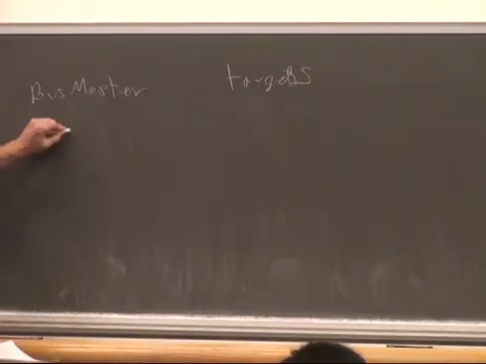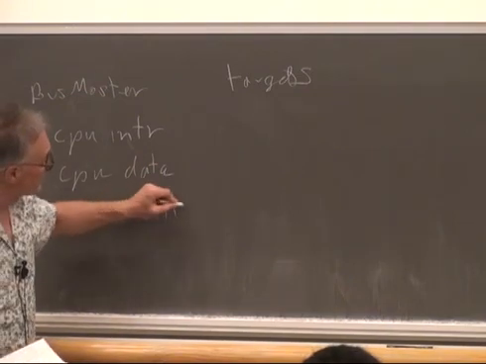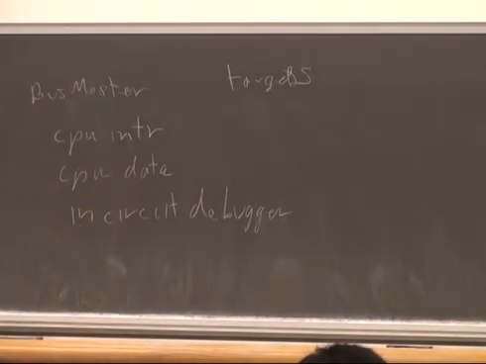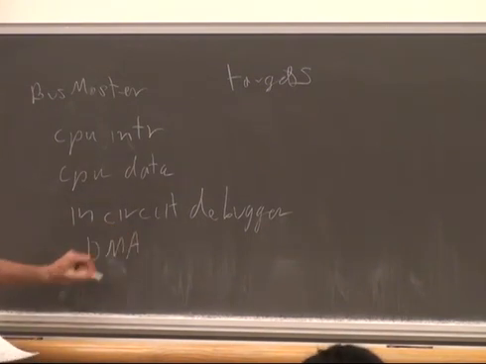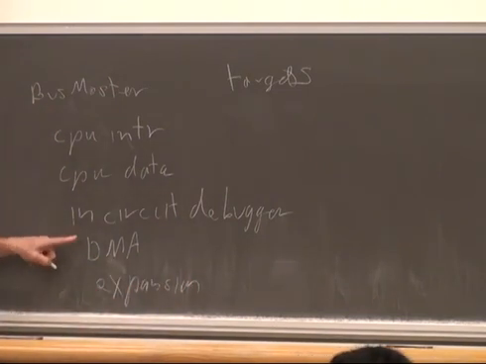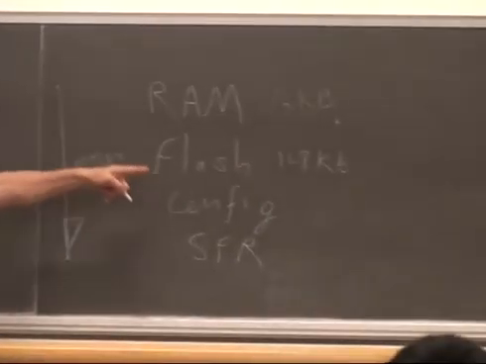The masters include the CPU instruction address, the CPU data address, the in-circuit debugger, which has higher priority than anything else, the DMA controller, which we are about to talk about, and then there's a thing called expansion. Who knows what that is? Any one of these devices can initiate a bus transfer from any place to any other place in this linear space.